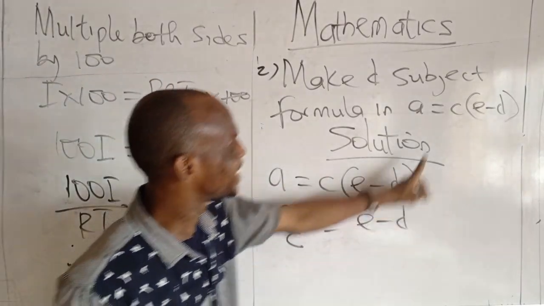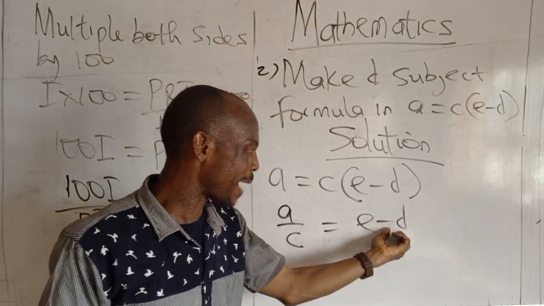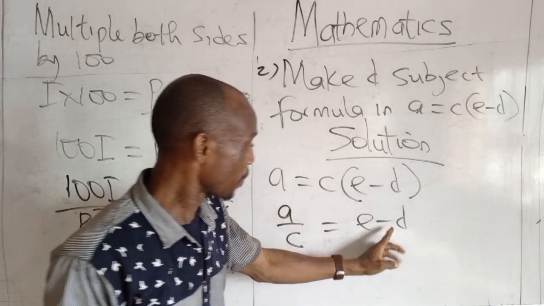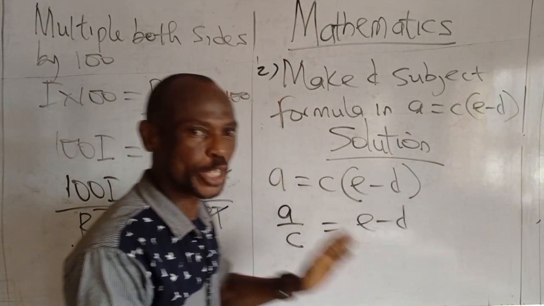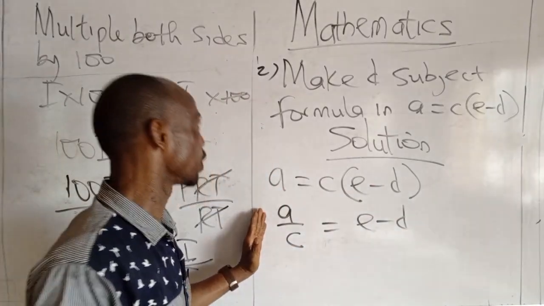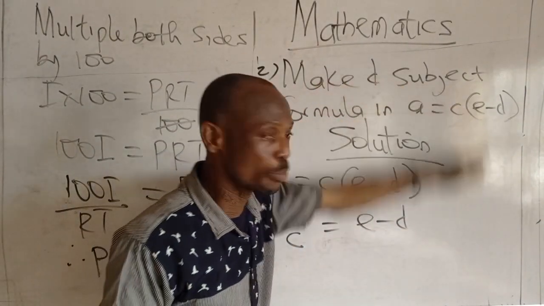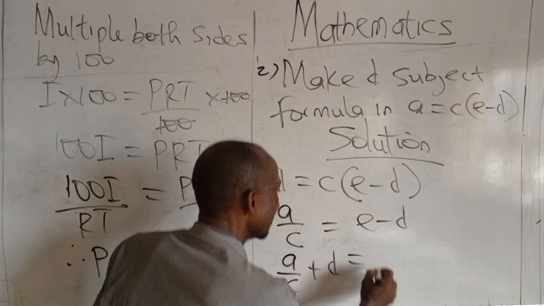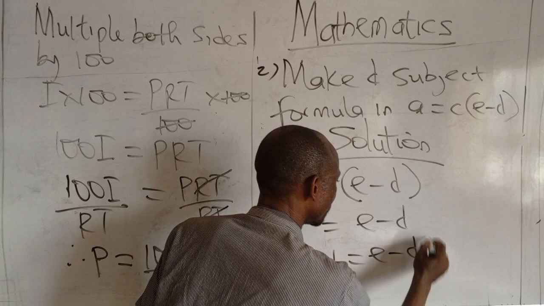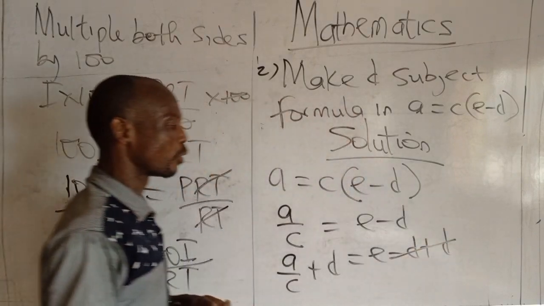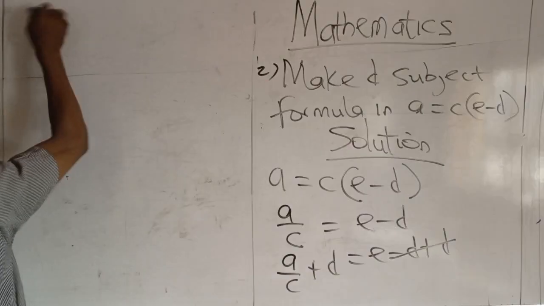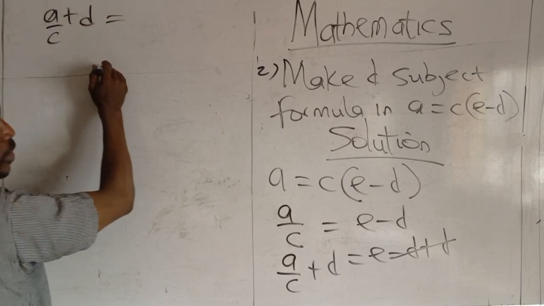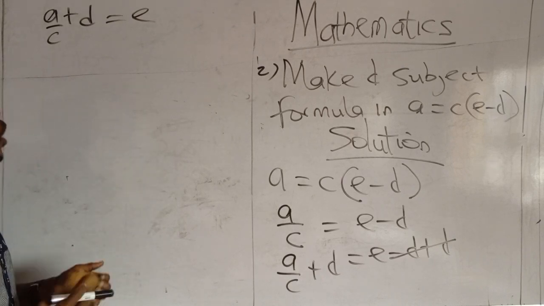We are planning to make D the subject, but we have minus D here. For us to neutralize this negativity, we can simply add D to both sides of the equation so that D becomes positive, because it is D that we want to make subject. So A over C plus D is equal to E minus D plus D. This will cancel out. So what do we have left now? A over C plus D is equal to E.